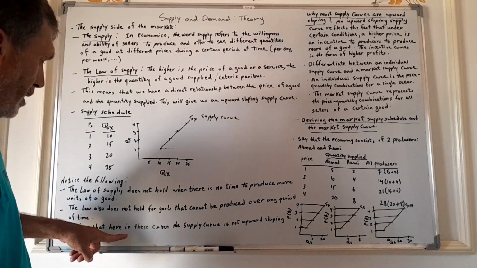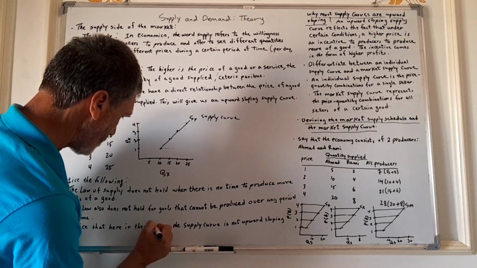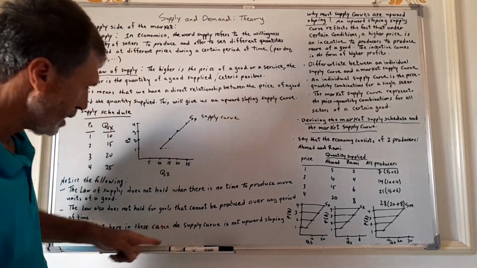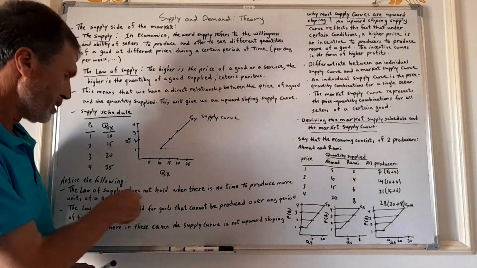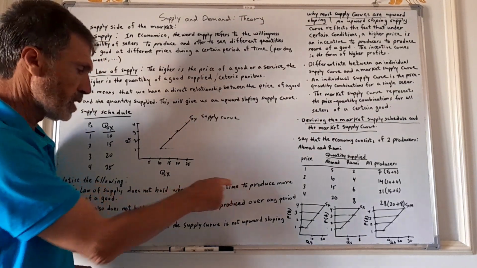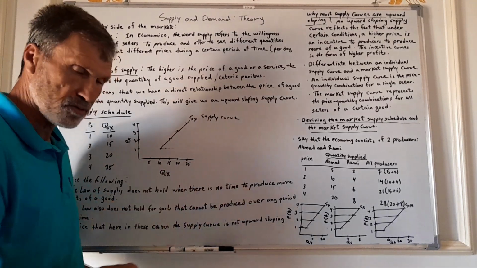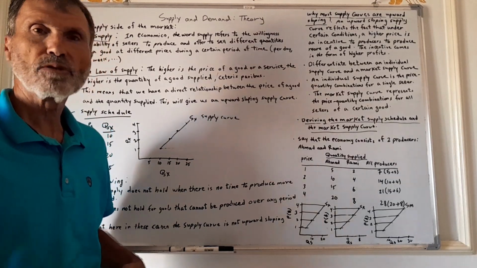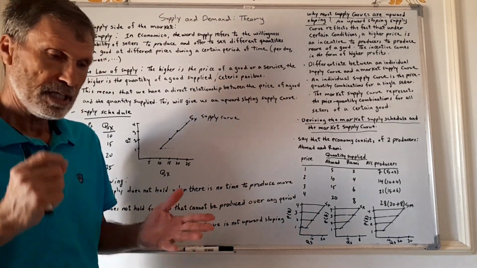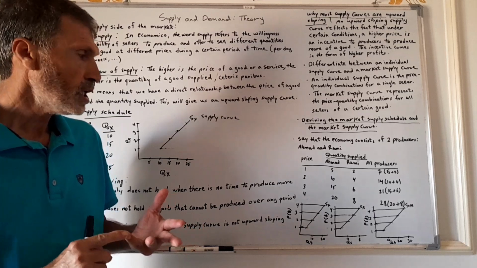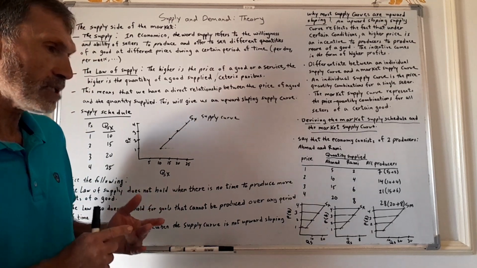Notice that here in these cases, the supply curve is not upward sloping. So in case 1 here, when there is no time to produce more, and when goods cannot be produced over any period of time, here we expect the supply curve to be vertical. The supply curve in this case and that case is vertical. It's vertical when there is no time to produce more units of a good, and when the goods cannot be produced anymore.